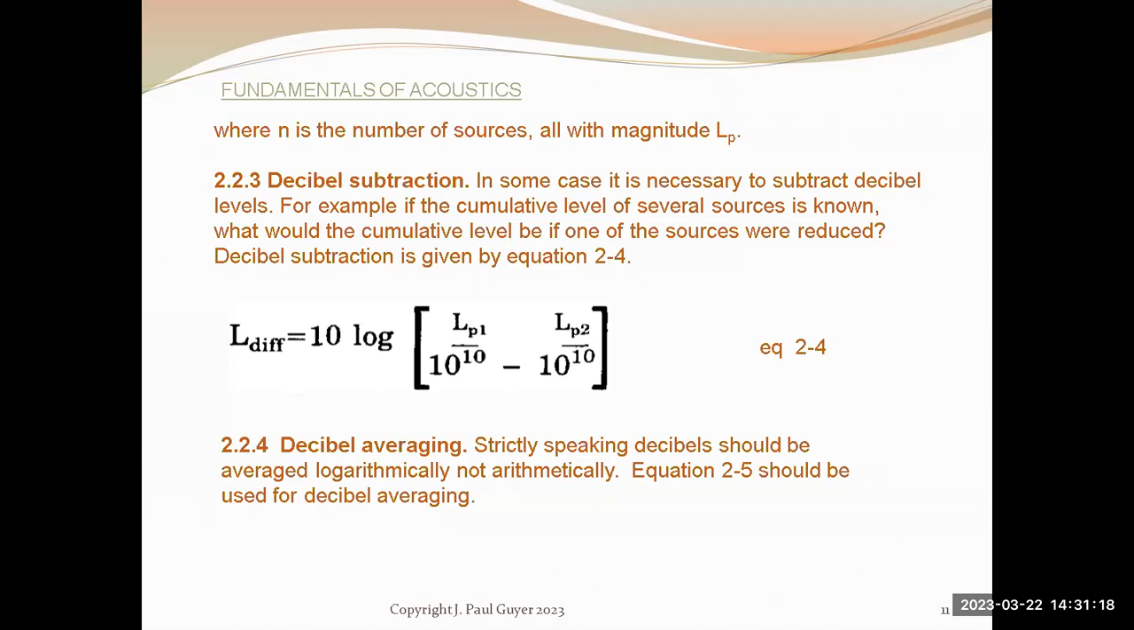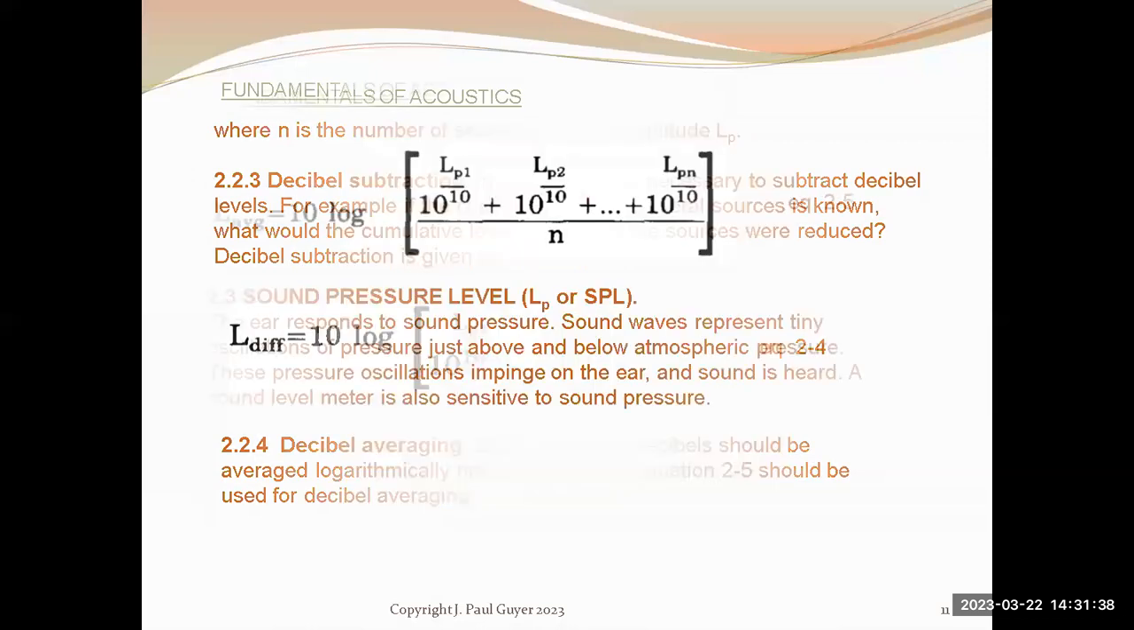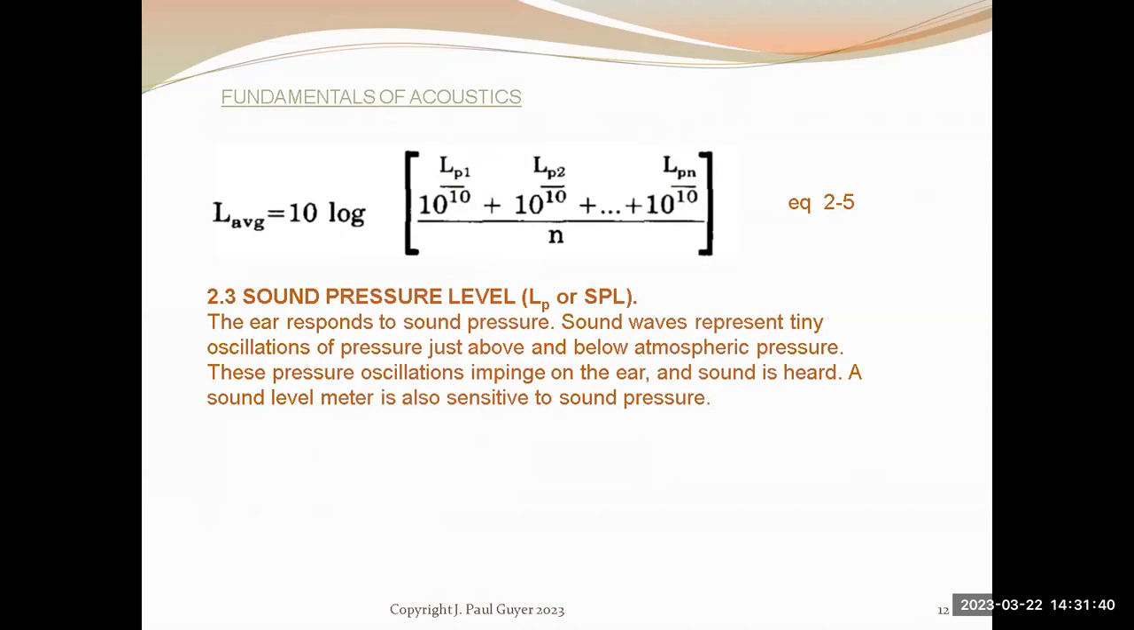using equation 2 for the perceived sound by the human ear: L diff equals 10 times the log of the quantity that you see there. And if you should ever want to take an average of several sound sources that are different, you would use equation 2-5.